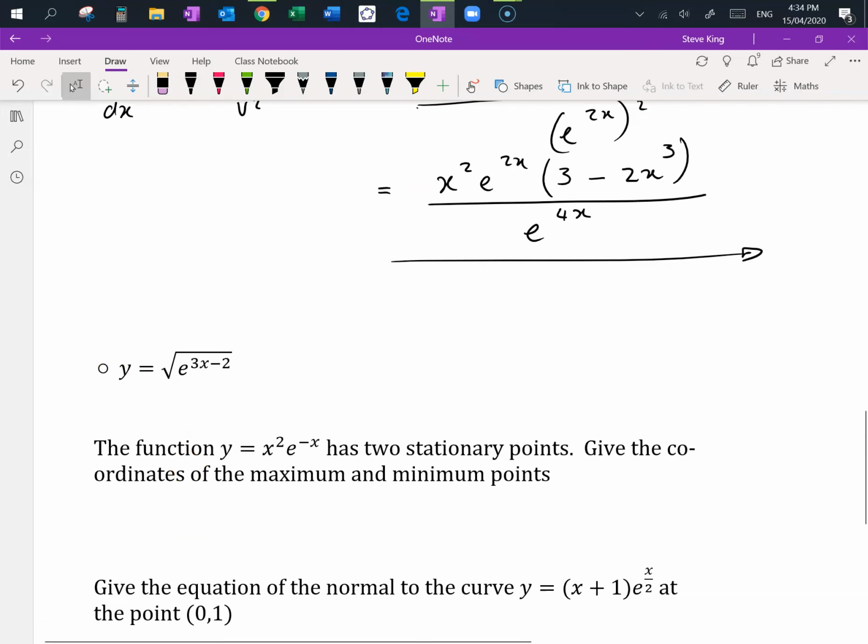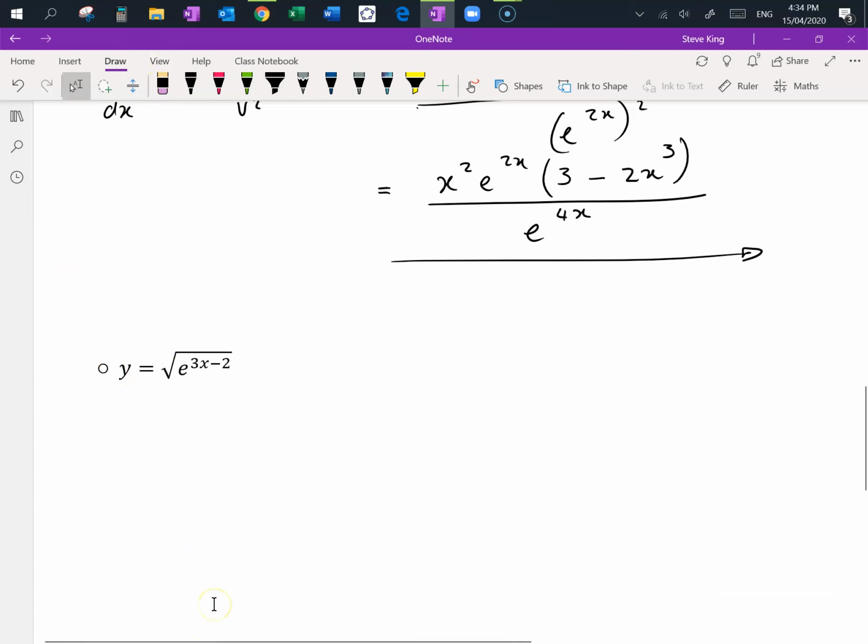And then they could ask you something nasty like this. The derivative of a square root. Well, we don't need to be too concerned about that because we can always write this as e to the 3x minus 2 raised to the power of a half. In other words, I simply multiply the powers now. I'm going to get e to the 3x over 2 minus 1.